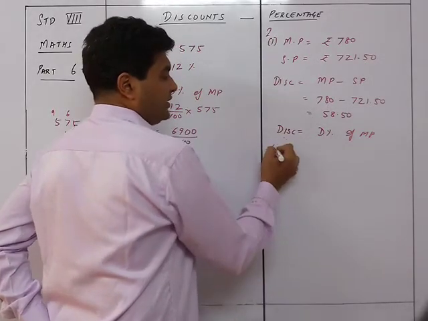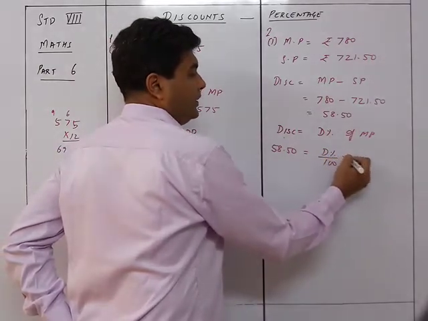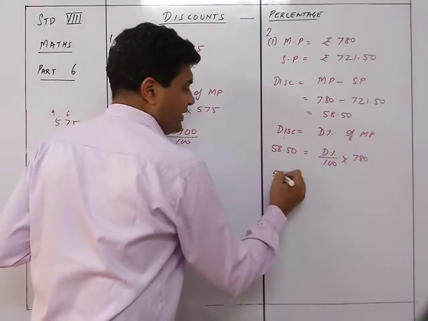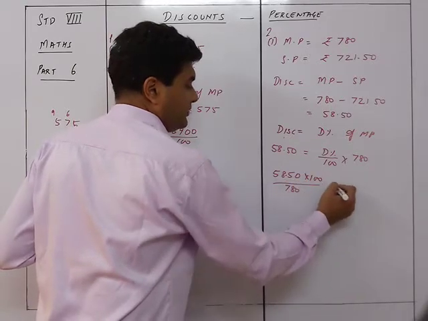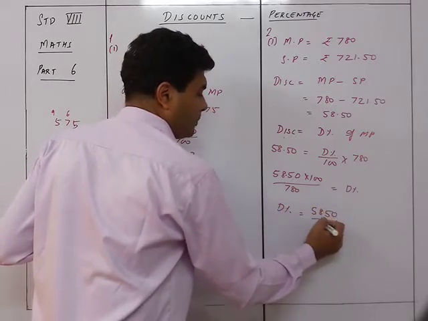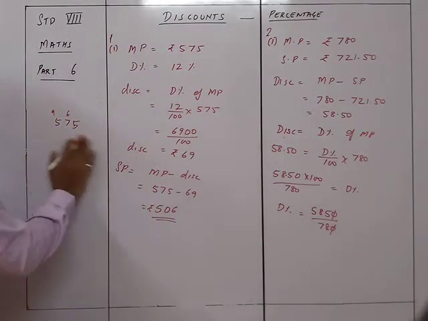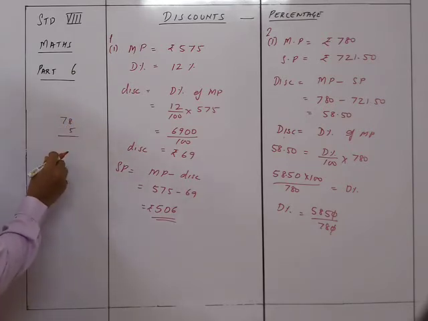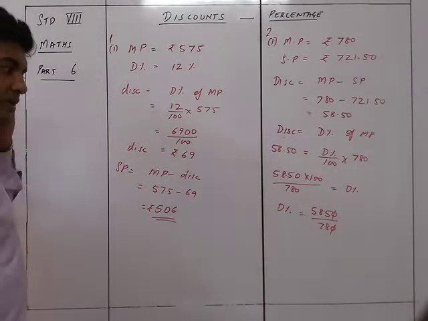So we know the discount 58.50 is equal to discount percent upon 100 into MP, which is 780. Accordingly, you will get 5850 into 100 upon 780 is equal to D percent. So D percent is equal to 5850 upon 780. The zeros cancel. 78 into 5, you can just try that. 78 into 5 won't work, so let's see how it is divisible.